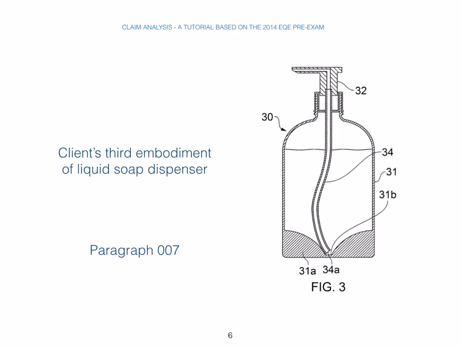Paragraph 7 describes the client's third embodiment with respect to figure 3. Here, what do we see in figure 3? 30 is a liquid soap dispenser, 31 is a bottle, 31A is the base of the bottle with a V-shaped profile, 31B is a well, where I suppose the liquid would accumulate, 32 at the top is a hand pump. 34 is a tube which goes down the middle of the bottle and is bent. And 34A is the end part of the tube.